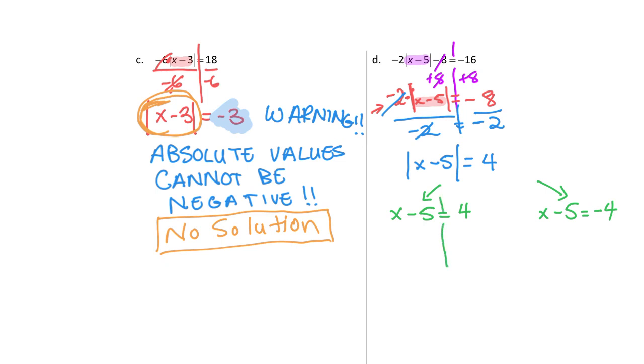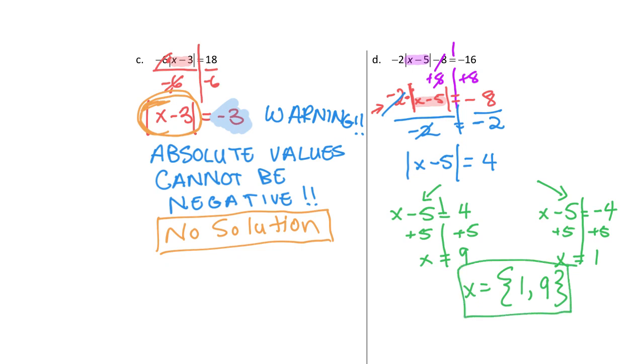Draw our line down our equal, add 5 here, and x equals 9. And then over here, we're going to add 5 and add 5, and we get x equals positive 1. So my final answer is x equals 1 and 9. All right, I think you're ready to try some on your own.